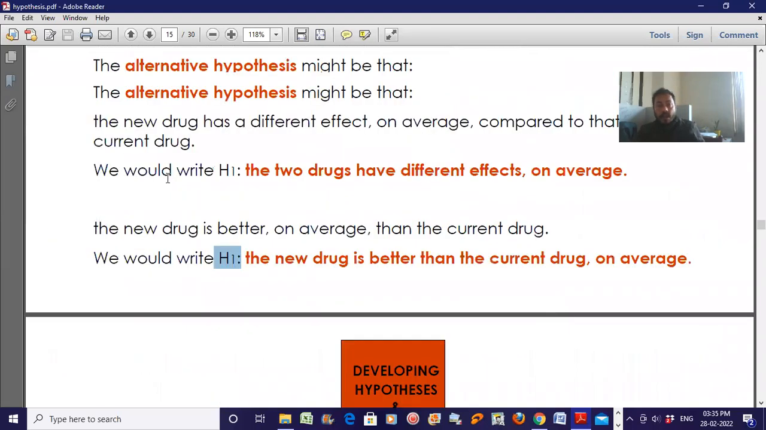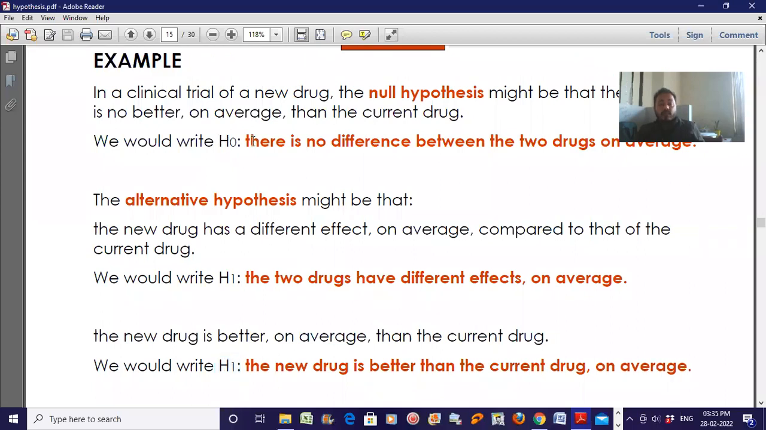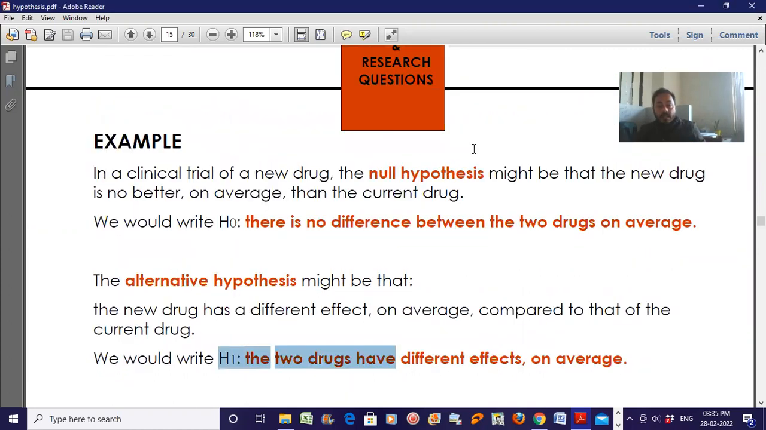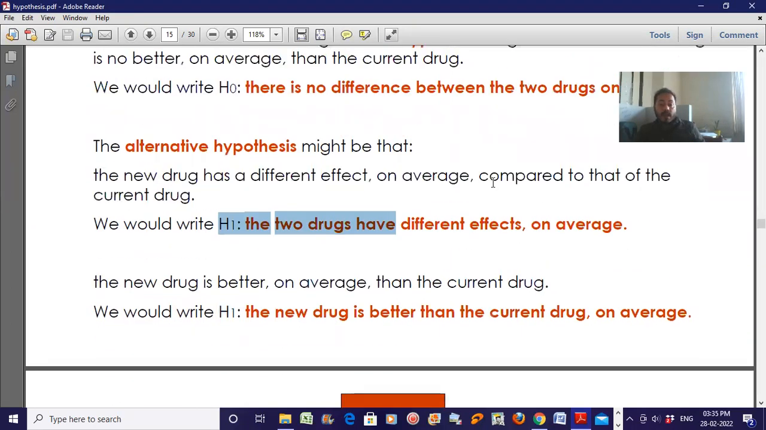ठीक है? तो अगर H naught false हो गया, तो क्या true हो जाएगा इसमें? H1, or H1 means the two drugs have different effects, or the new drug is better than, or you can say it's not better than the current drug. इन दोनों में से कुछ एक ही हो सकता है, right? तो ये H1 तक हम तभी आएंगे. We will come to H1 only when our H naught is proved false. Now I hope that the concept of null hypothesis and alternative hypothesis is clear.